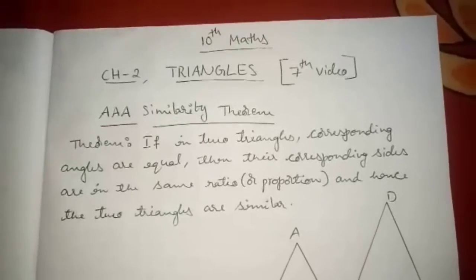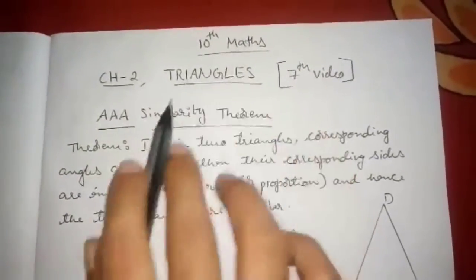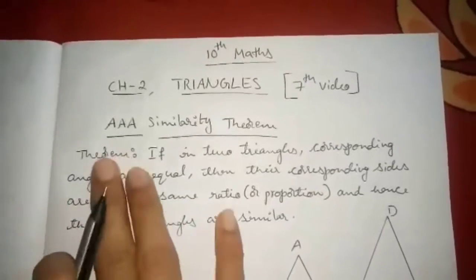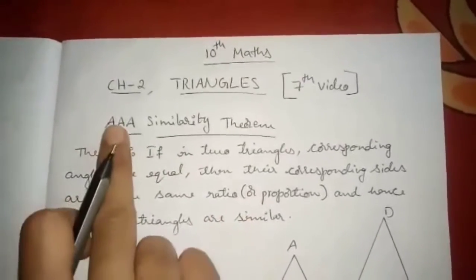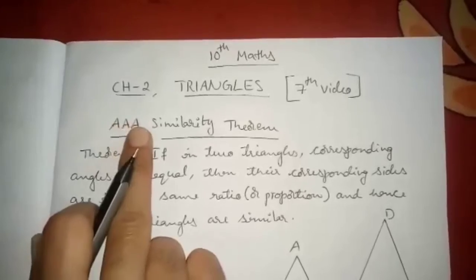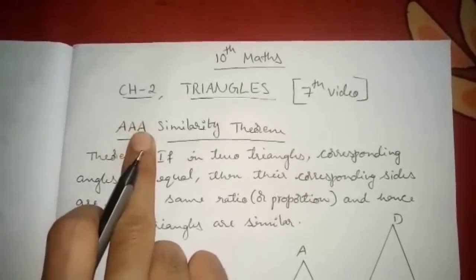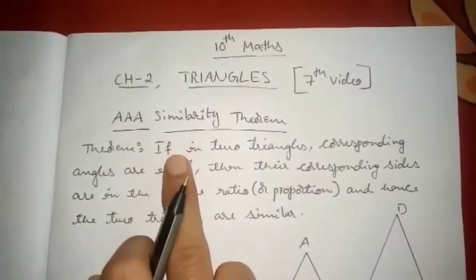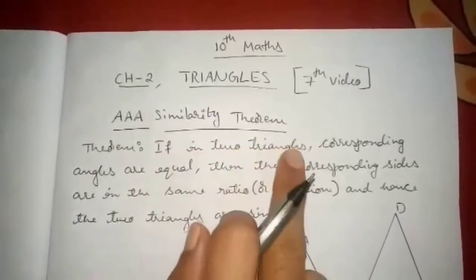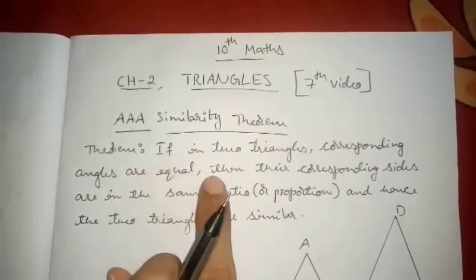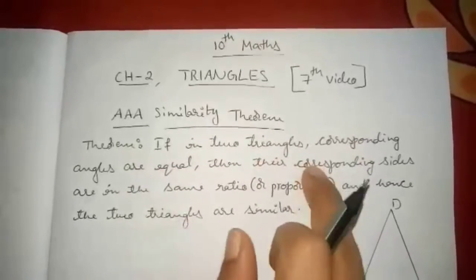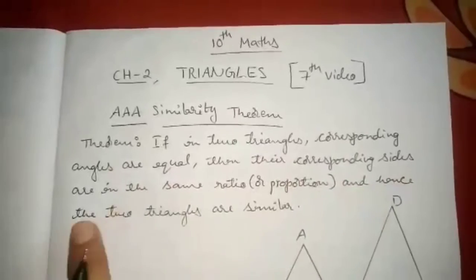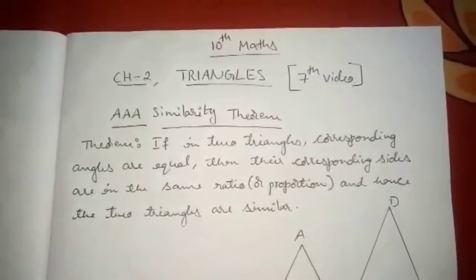Good morning students. Today I am going to teach 10th maths second chapter, triangles, a continuation of the previous video. So today I will teach one theorem. That theorem is called the AAA, meaning angle similarity theorem. The theorem states that if in two triangles corresponding angles are equal, then their corresponding sides are in the same ratio or proportion, and hence the two triangles are similar.